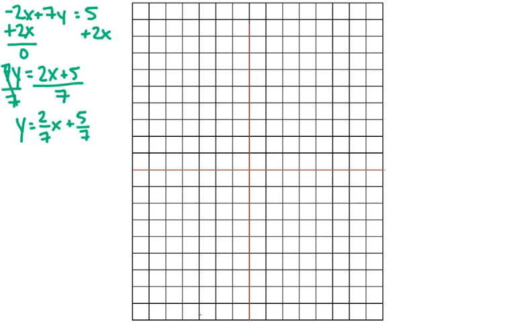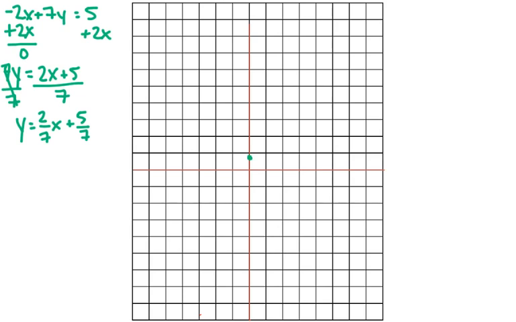All right. So now I'm going to graph these points. I'm going to start by graphing my 5/7 because that's going to be my y-intercept. So my first line is going to cross my y-axis at the point 5/7. And so I need to know what 5/7 is, and it's 0.71. So I'm going to put a point right below 1 on my y-axis.